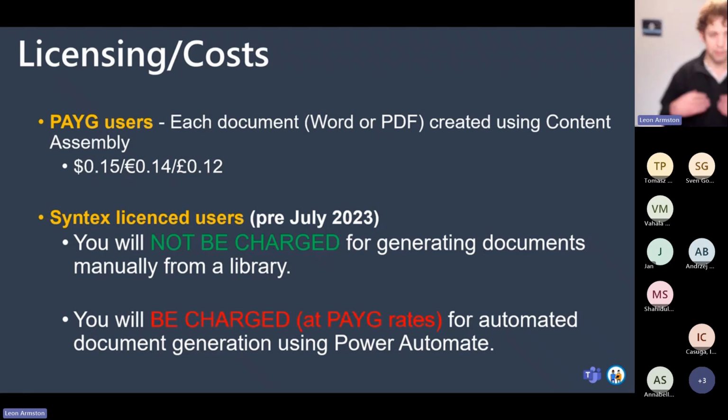So everything in SharePoint Premium is moving towards a consultative model. So if you have one of those Syntex licenses, you will not be charged for generating documents manually from a library, so the screenshot that I showed, but you will be charged if you use the bulk creation. So that's the fun part that I always hate talking about, the license thing.